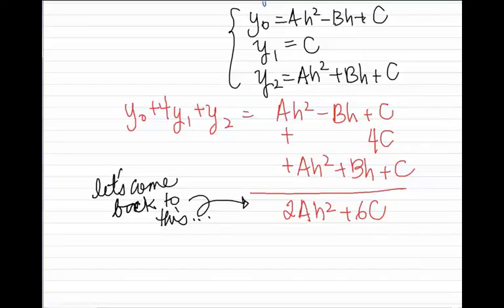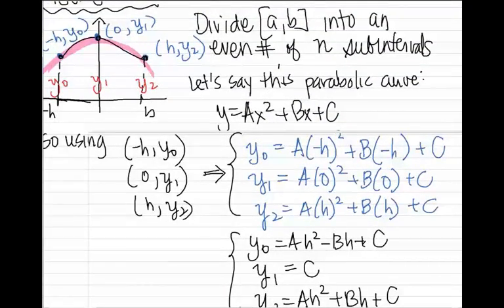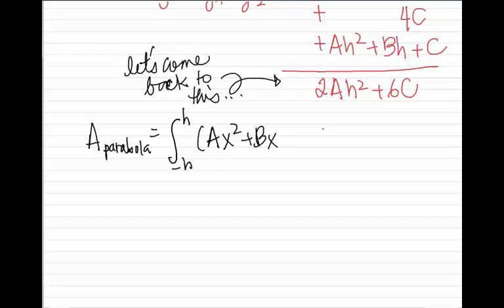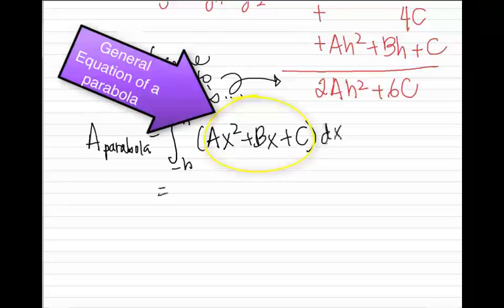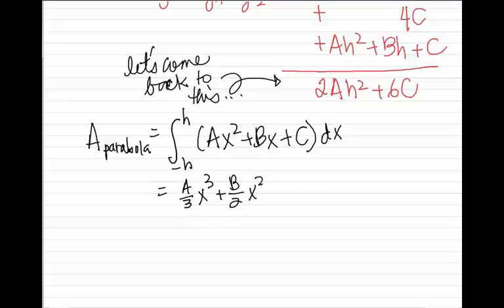Heading back up towards our parabola, you know that the integral of this function from negative h to h represents the area under the curve. So I can say that the area under the parabola equals the integral from negative h to h of my function ax squared plus bx plus c. So let's go ahead and integrate this. This gives me a over 3 x cubed plus b over 2 x squared plus cx, from negative h to h.